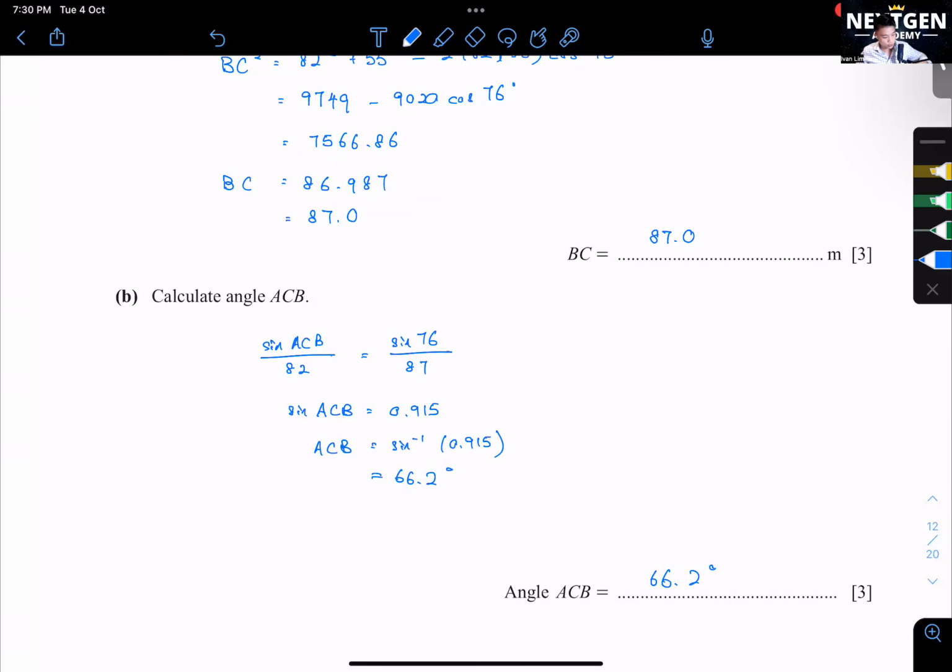Okay, sine rule, cos rule. This is under your trigonometry, chapter 6. I think last week we also did the same one, right?